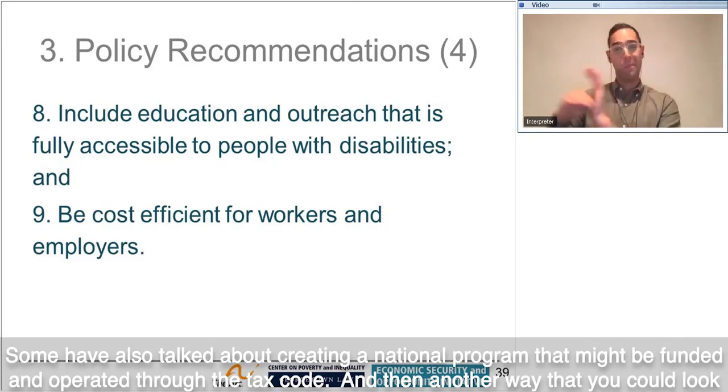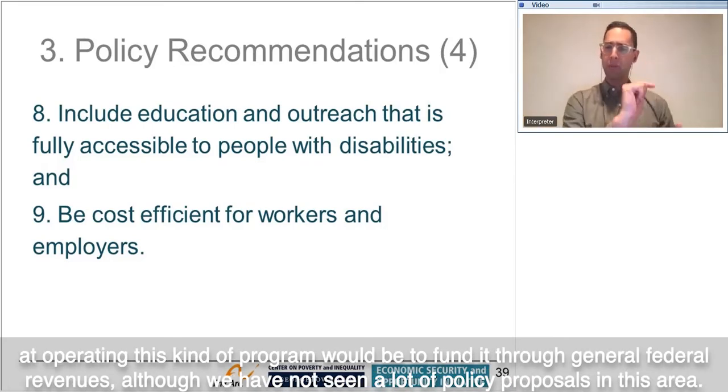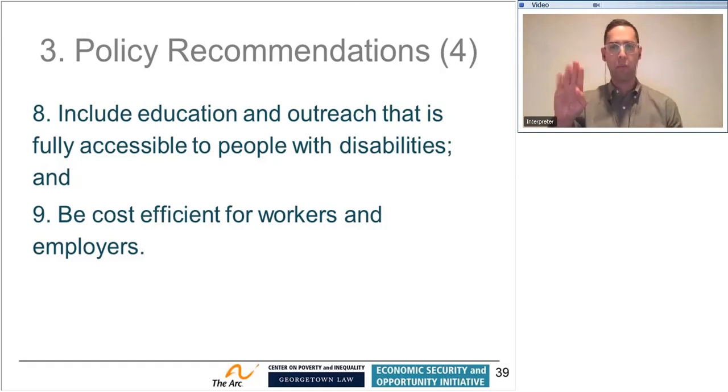Some have also talked about creating a national program that might be funded and operated through the tax code. And then another way that you could look at operating this kind of program would be to just fund it through general federal revenues, although we have not seen a lot of policy proposals in this area.